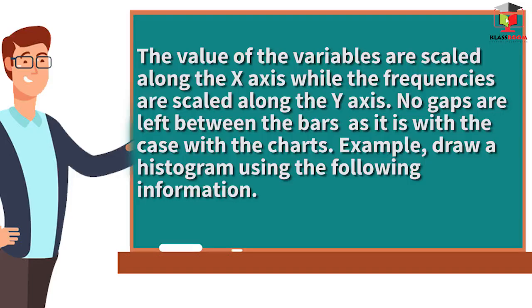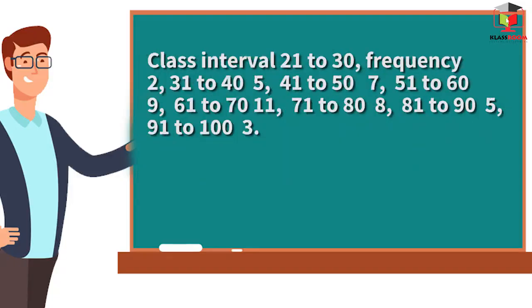Example, draw a histogram using the following information. Class interval, 21 to 30. Frequency, 2. 31 to 40, 5. 41 to 50, 7. 51 to 60, 9. 61 to 70, 11. 71 to 80, 8. 81 to 90, 5. 91 to 100, 3.